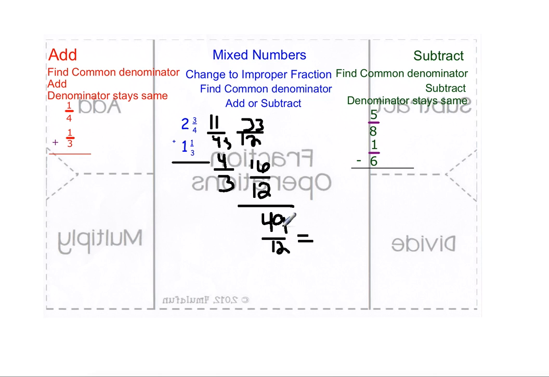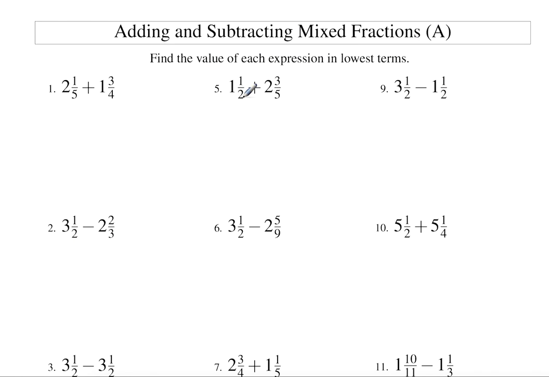And I would say how many 12s go into 49, which would be 4, and I have 1/12 left over. So 2 3/4 plus 1 1/3 is 4 1/12, or 49/12. This will be your worksheet, so go ahead and get started.